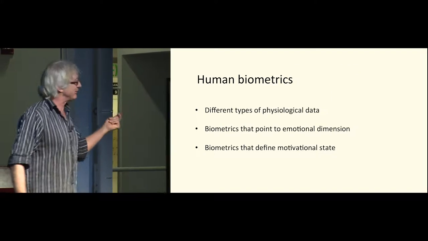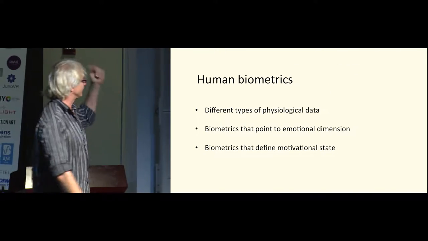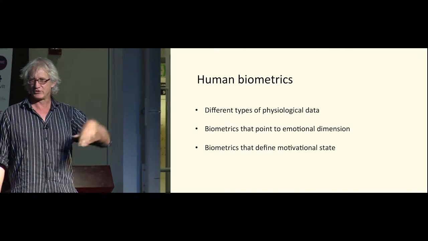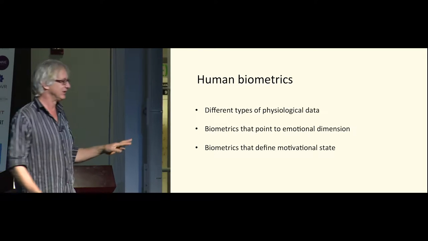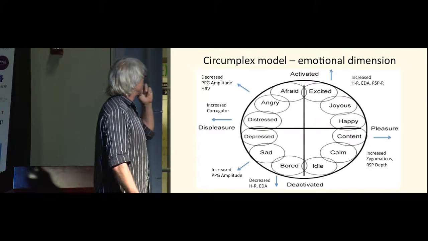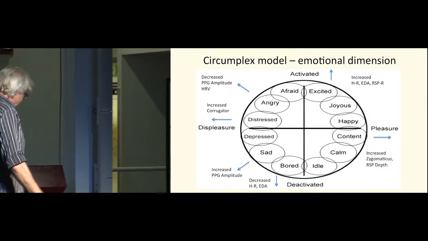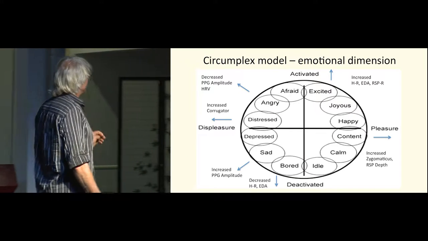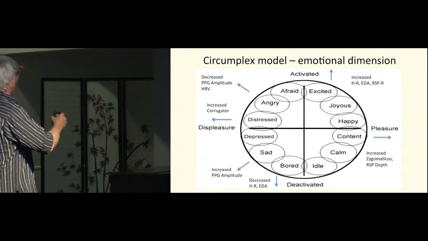So when it comes to biometrics, there are different types of physiological data. There are biometrics that point to an emotional dimension and biometrics that point to this motivational state, the work by Blascovich. This picture here is called the circumplex model of affect, and this work was done in the 80s.